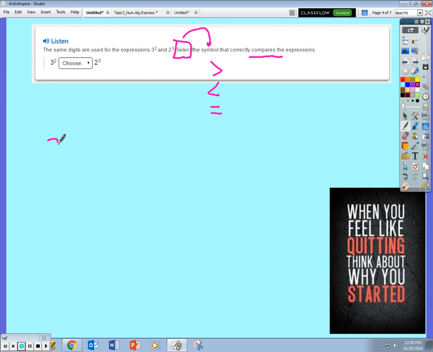Now, this says 3 to the 2nd power is greater than, less than, or equal to 2 to the 3rd power. Okay, again, I know what they're trying to do here. They're trying to trick me because they just switched the exponents and the base, but they kept the numbers. They use the same numbers, just not in the same fashion.